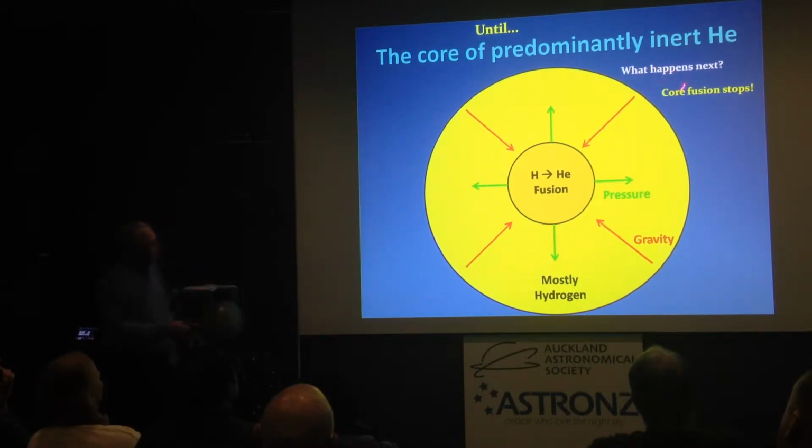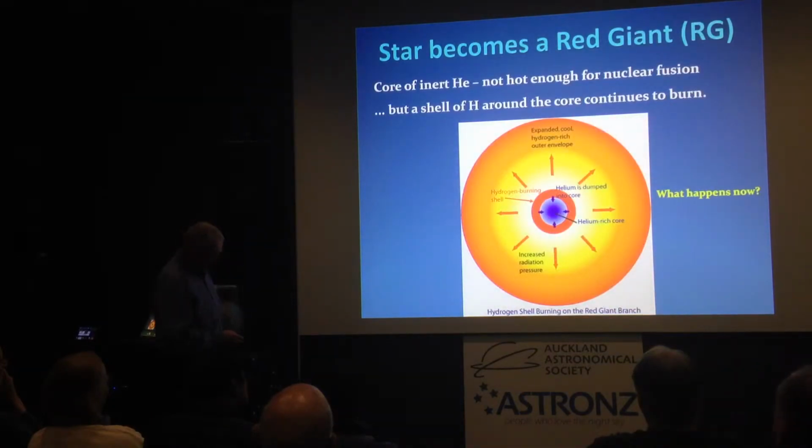So what happens next in the core, in the middle of the core? Core fusion stops. It just builds up more and more helium, sinking down to the middle, and it gets to a point where the core is mostly filled with inert helium. Fusion just comes to a grinding halt. So what happens next? Remember, that was propping the star up.